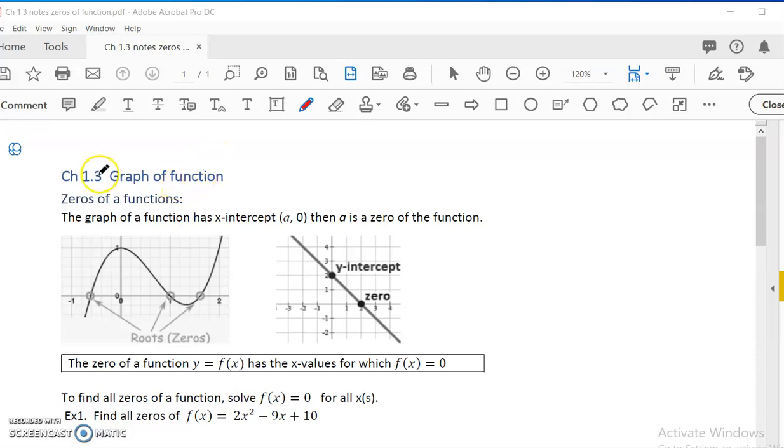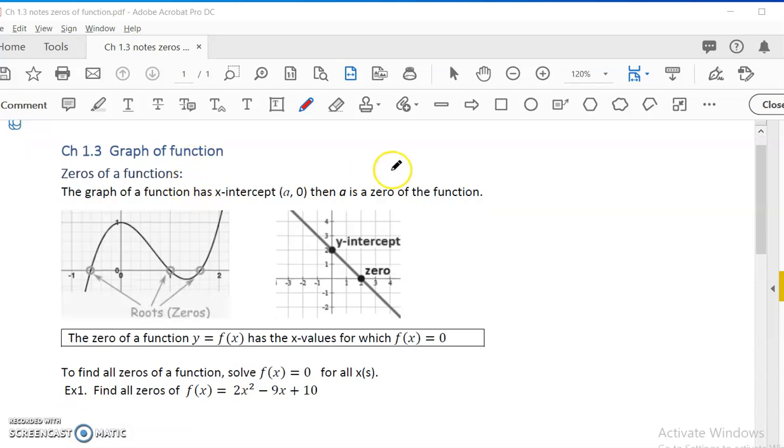In chapter 1.3 about graphs of functions. In the other video, I talk about how to recognize increasing and decreasing functions, average rate of change of a function, like that. So we are in this particular part where we look at the graph.